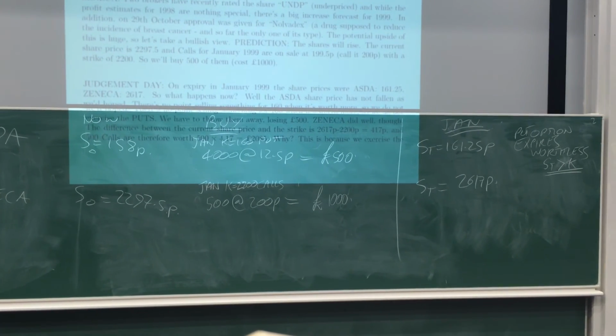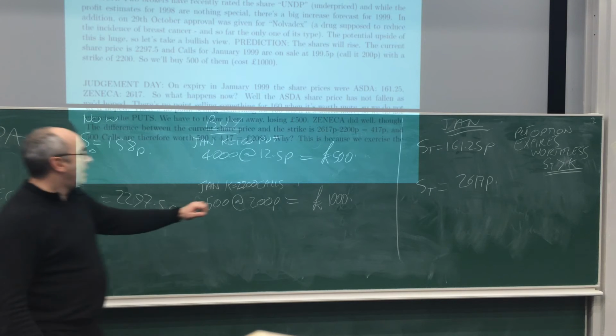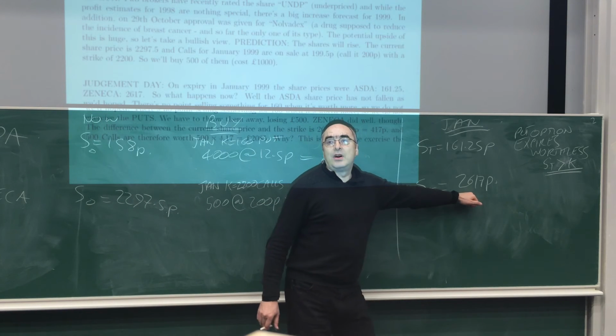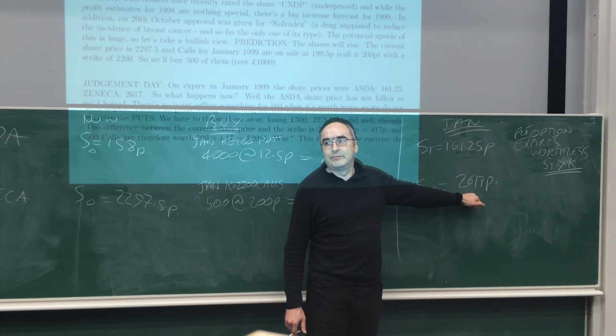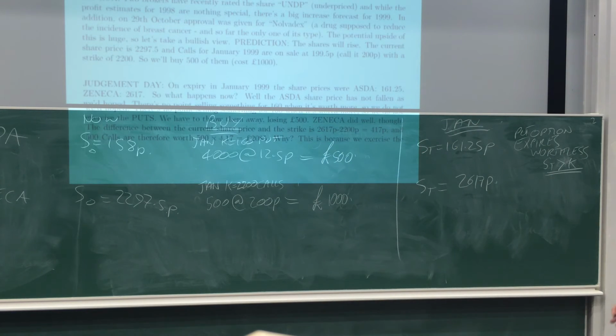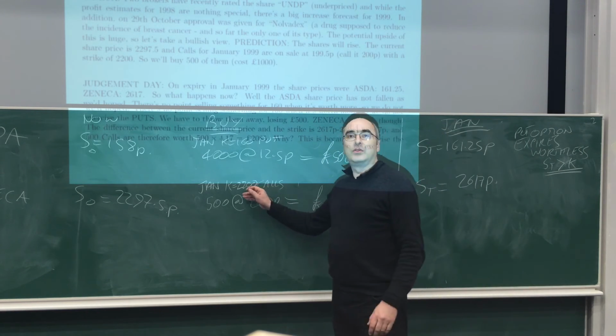I'm going to exercise them. Why? Because I can buy something for 2,200 from the person who wrote me the option and immediately sell it to the market for 2,617. So here's another thing that you have to worry about slightly when you're doing options: you say, well, how can I get the money to buy all this?